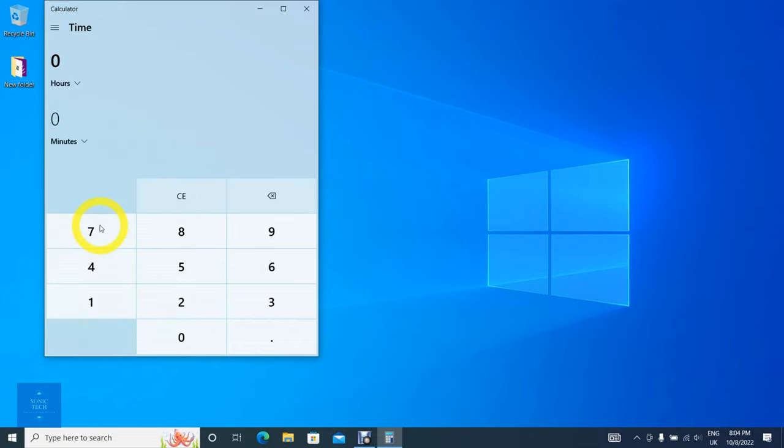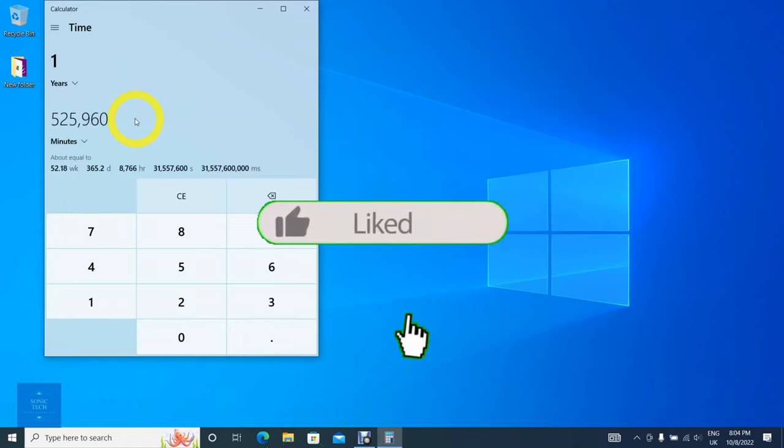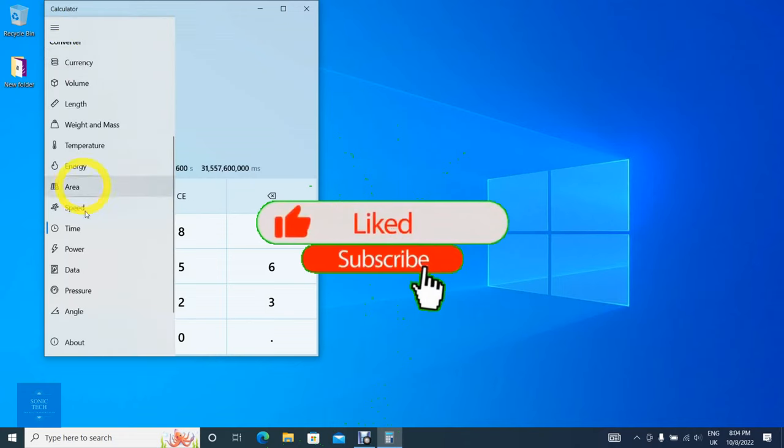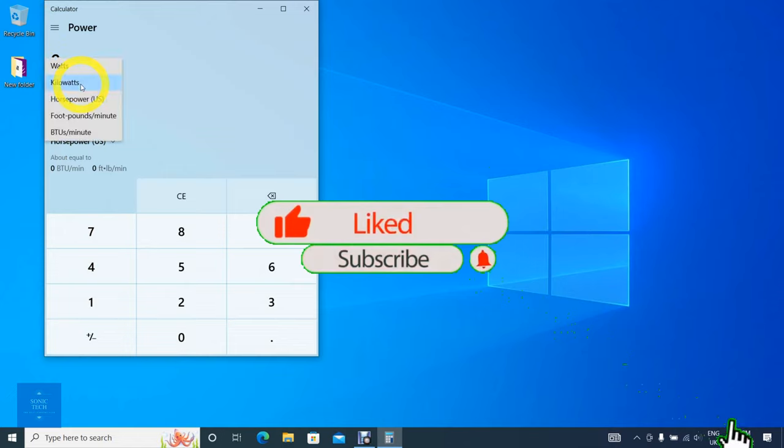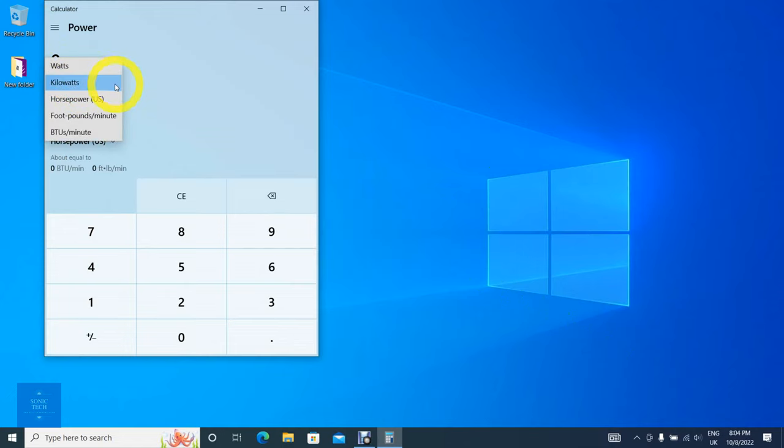For a time option, convert between seconds, minutes, hours, days, years, and many other options. And now try power converter, and convert between watts, kilowatts, horsepower, foot-pounds per minute, and BTUs per minute.